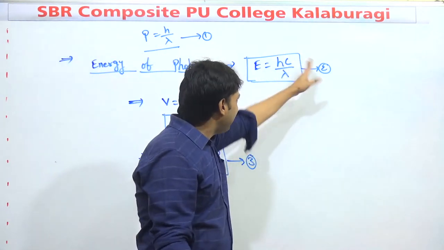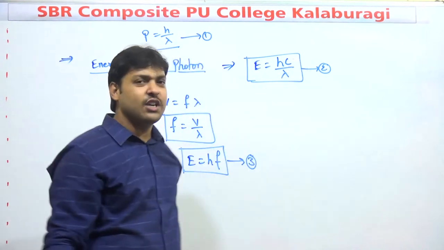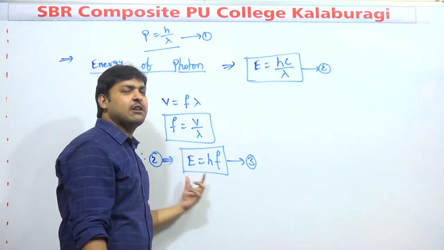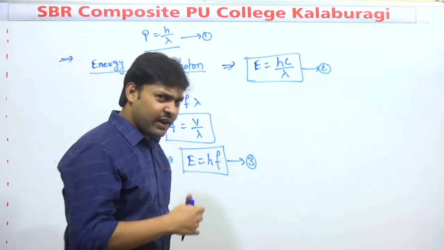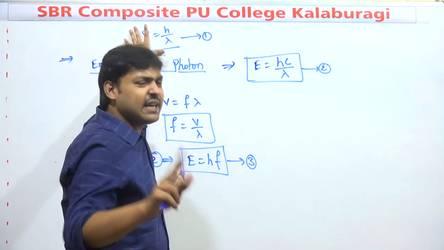So this right hand side will give you what? It will give you the wave nature. So c by lambda will give you the wave nature of the light. So f equals v by lambda, so I can write E equals h times frequency. Right, one by one we are discussing. So the first one is about the momentum. This will tell you the wave nature and particle nature.